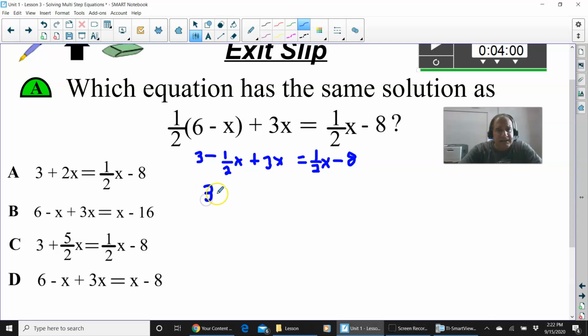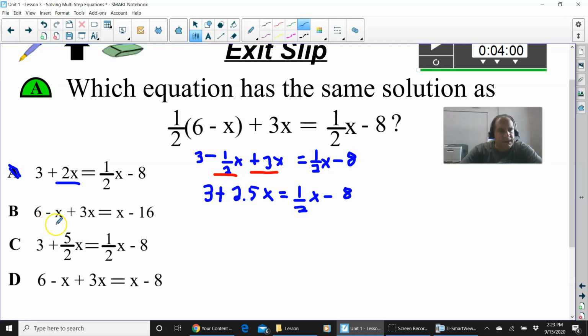So just taking the next step, you would say that this is 2.5x, because 3x minus a half x is 2.5x. All right, and then we have equals a half x minus 8. So you know what? This is out. There's no way it's 2x, it's 2.5x. It's out. Go on. Let's look at B.